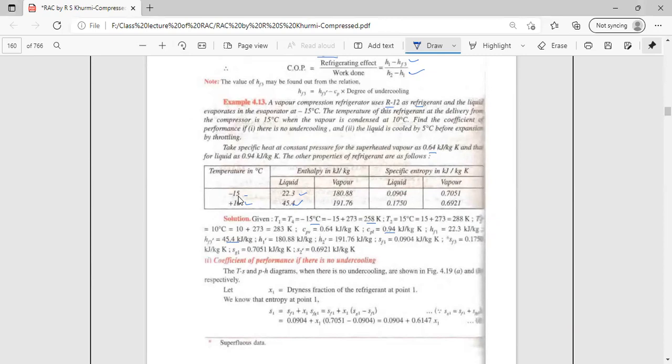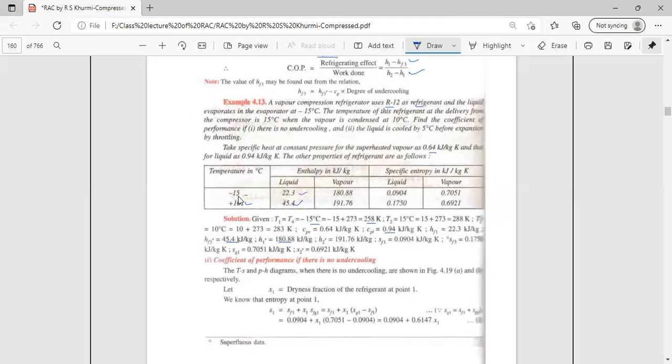And h1 dash is 182.8 kJ per kg, because it is on the vapor line. It is given at minus 50 degrees centigrade, which is the lower temperature, but on the vapor line, this enthalpy is given as 180.8 kJ per kg itself. h2 dash is the enthalpy given at the higher temperature, that is at 10 degrees centigrade.